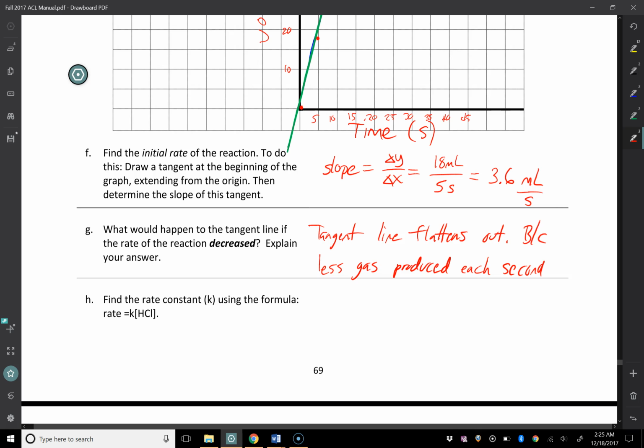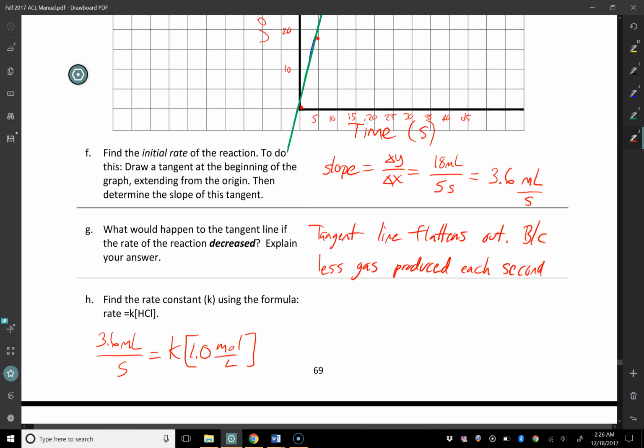So I've got my rate, which we've calculated to be 3.6 milliliters per second, is equal to K, some constant. That's what we're trying to solve for. And if you look back on the previous page, you'd see that the concentration of HCl was 1 molar. And I'm going to write it as 1 mole per liter instead of just capital M. Now, hopefully you look at this and the math seems really, really straightforward. 3.6 divided by 1 is, of course, 3.6.